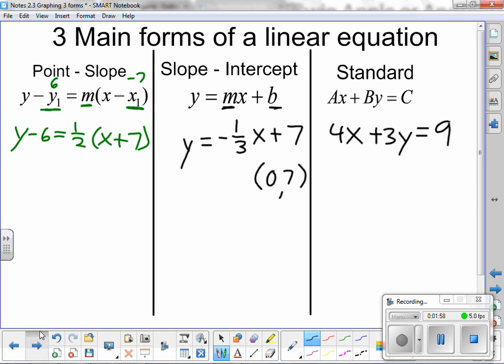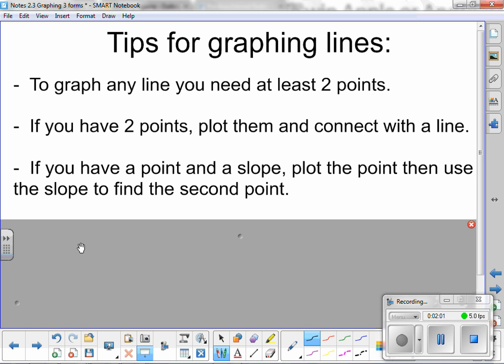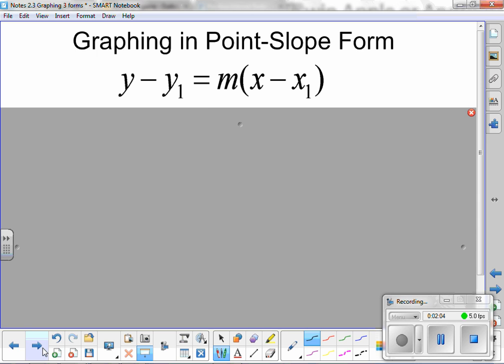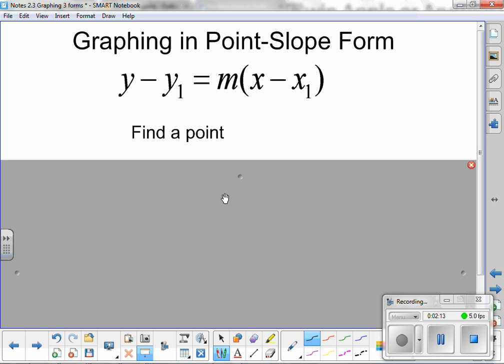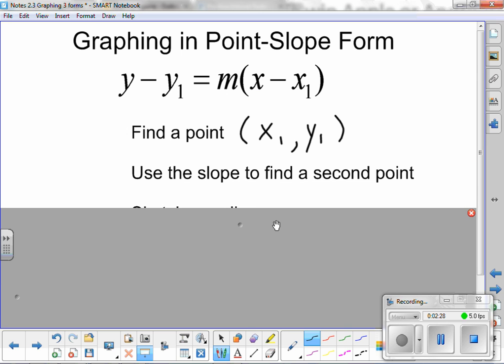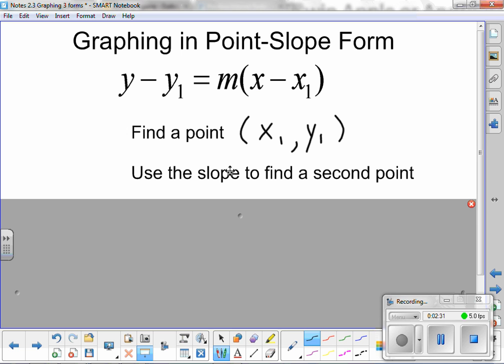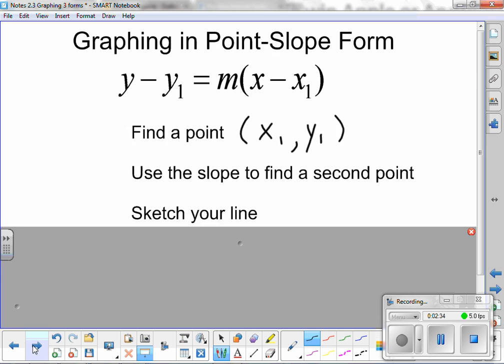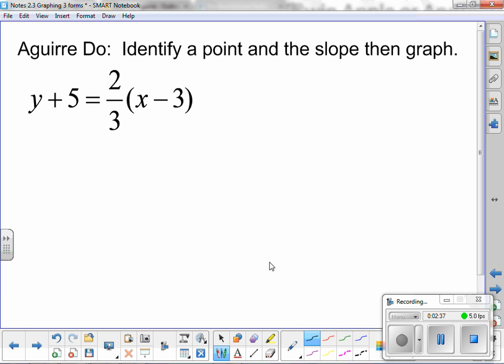Okay, so let's move on to this, tips for graphing. So we went over that in class. Graphing point slope form. So point slope form, like it says, you'll have a point, you'll have a slope. So first step is to find a point. So the point is actually your x1 and your y1. That is the piece of this equation that you need to find the point. And then you use your slope, which is the m part, to find a second point, and then you sketch your line. So let's get into this.